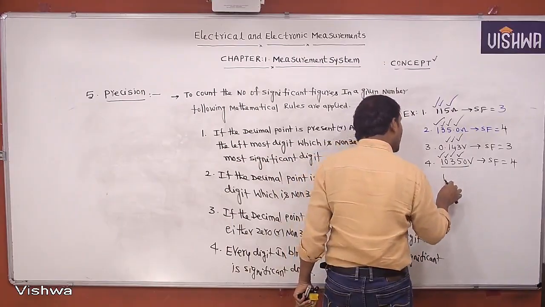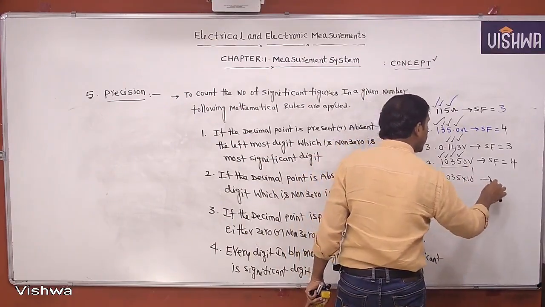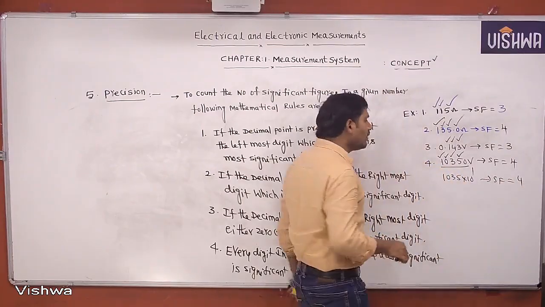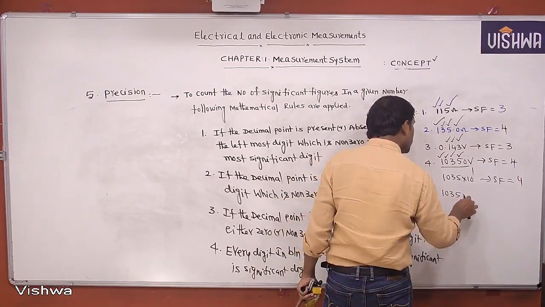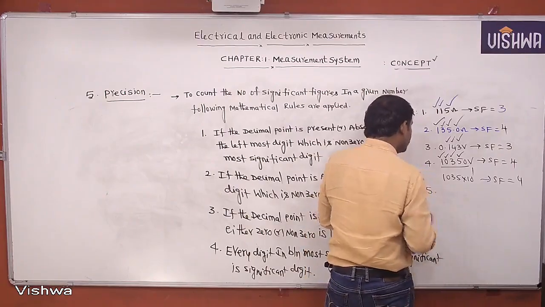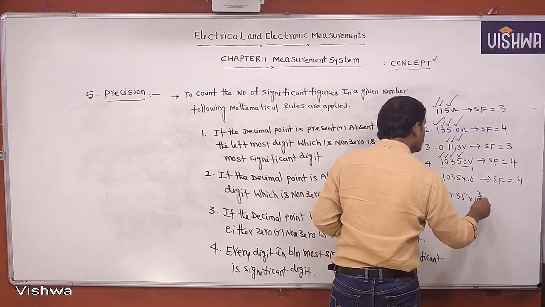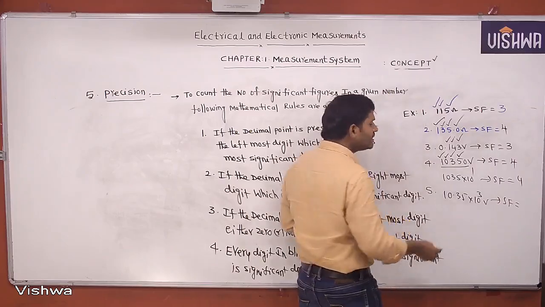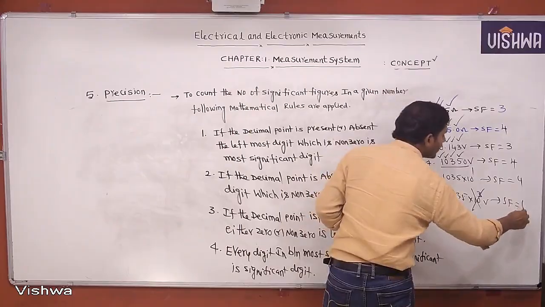This you can also write like this: 1035 into 10 power 1. Then how many significant figures? 4 significant figures. For example, 1035 into 10, or 0.1035, or 10.35 into 10 cube volts. Like this it is given. How many significant figures? If it is given in 10 cube like this, no need to consider it. 1, 2, 3, 4: 4 significant figures.